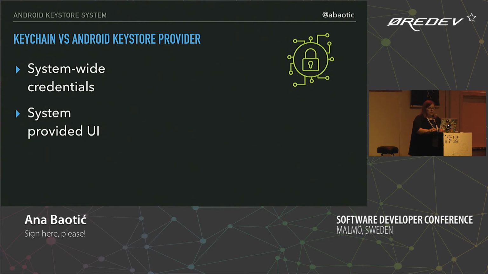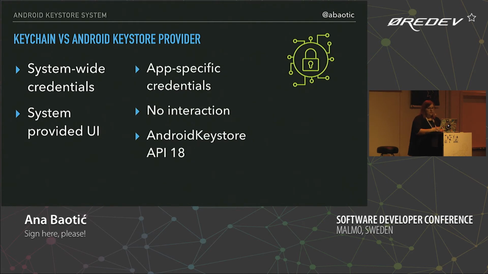Okay, so that goes for the KeyChain, and if you want to use the Keystore provider, it obviously allows you to use app-specific credentials, which is good. You can create each one for a specific purpose. There's no interaction, it's under the hood, so no need for that system UI. And again, it's available from API 18, so fewer devices are able to use that.